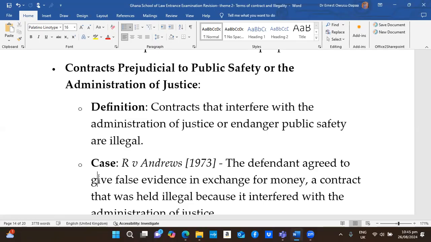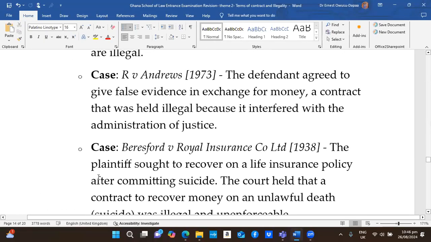So it's very much dependent upon the peculiar facts before the court. For matters like this, you cannot make too much generalization. You have to look at a particular set of facts, and then on a case-by-case basis, you're able to give various determinations. Again, we also have contracts which are prejudicial to public safety or the administration of justice. Any contract which, for example, seeks to interfere with the ability of the court to administer justice or which seeks to undermine public safety is considered an illegal contract, contrary to public policy.